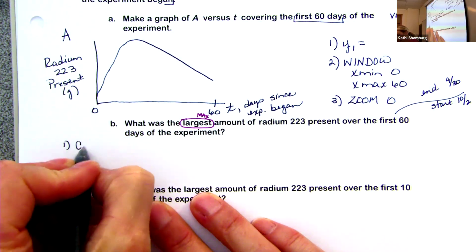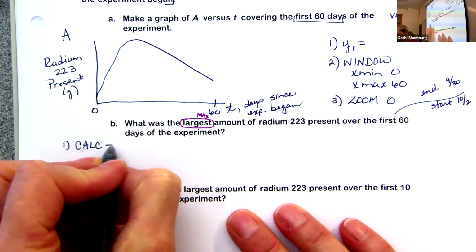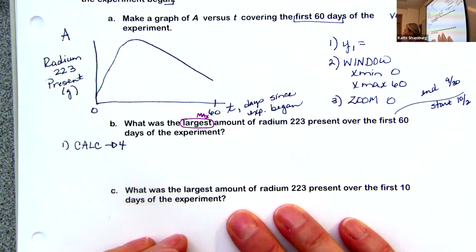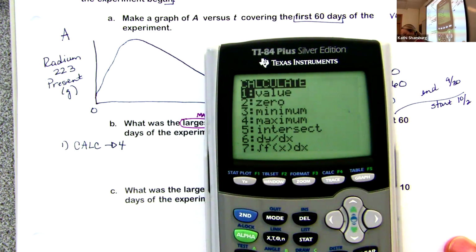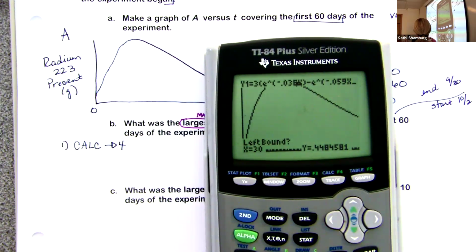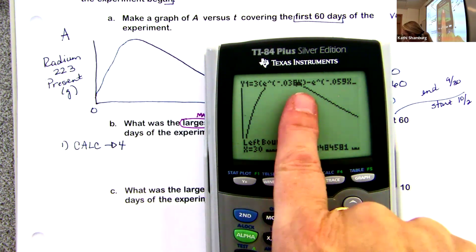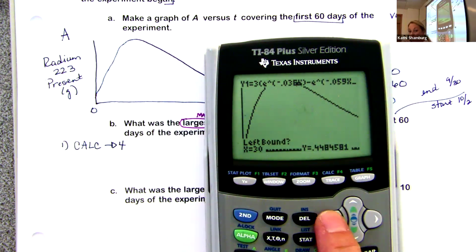So we go to calc. Is it 4? 4's maximum, right? Yeah. So I'm going to go to second calc 4. Now, this is what you have to remember. If it says left bound, you need your cursor to the left of the peak or the top of the hill. Yours may already be there, but I can see mine blinking on the right. So I'm going to left cursor it over to where I know it is to the left of the peak, and now I'm going to push enter.